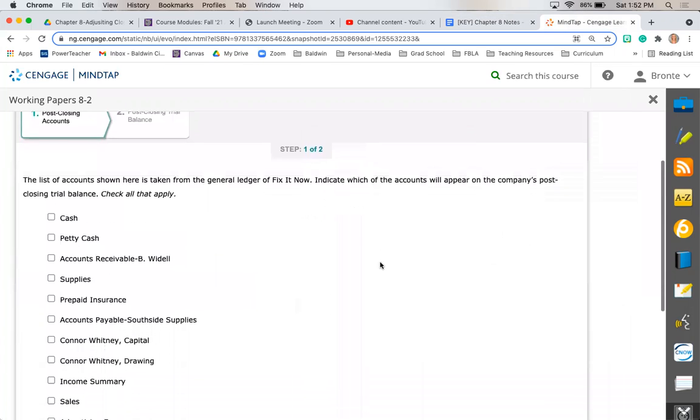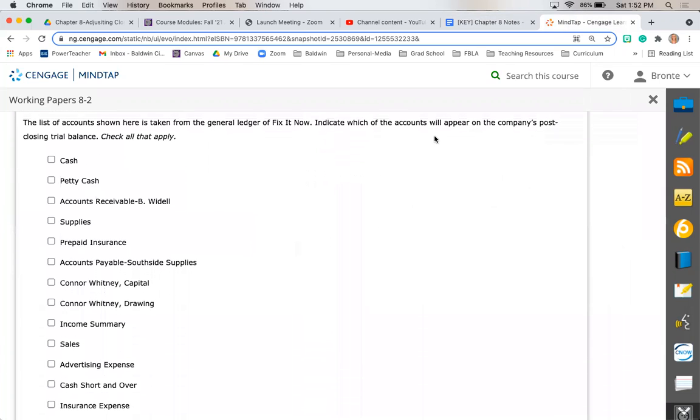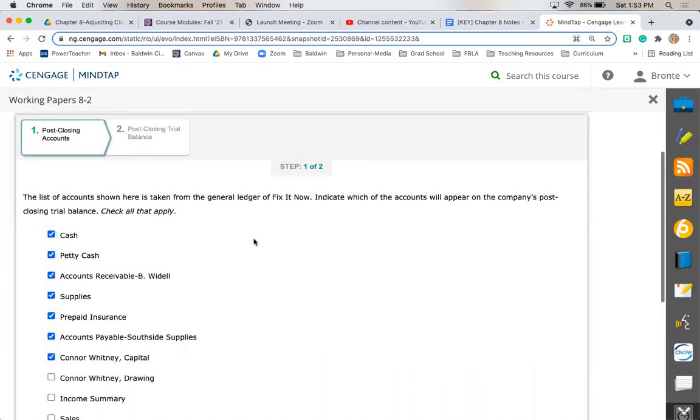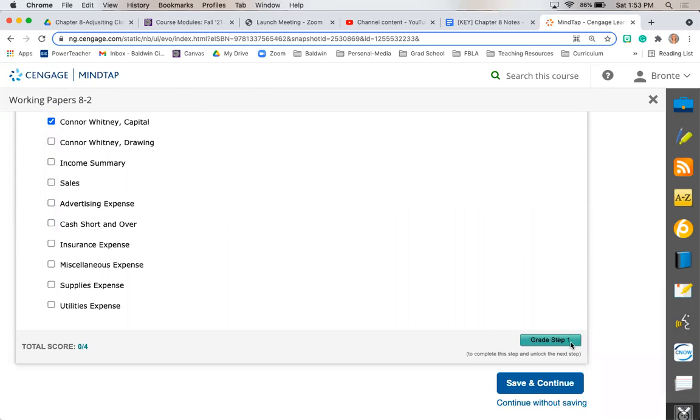Okay, 8-2 work together. First, it wants us to check mark which accounts are going to appear on the post-closing trial balance, which is going to be any permanent account. So all of our asset accounts, cash, petty cash, accounts receivable, supplies, and prepaid insurance are all permanent accounts. Our liability accounts are permanent accounts, so accounts payable. And then the only owner's equity account we have not closed because we closed everything into it is capital. All of these other accounts we have closed and we have closed them into our capital account. So those are the only accounts that will appear on the post-closing trial balance.